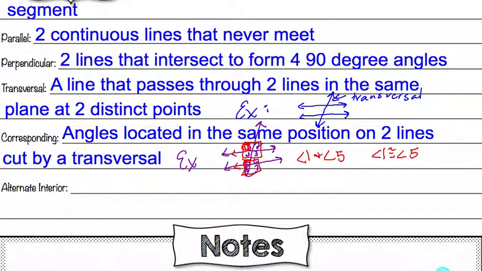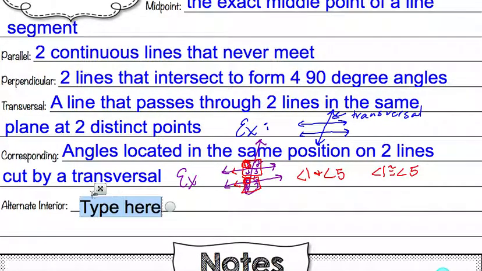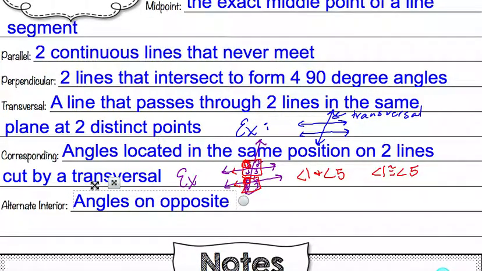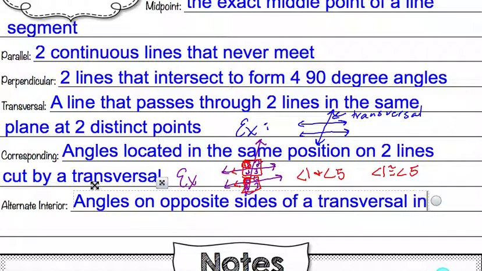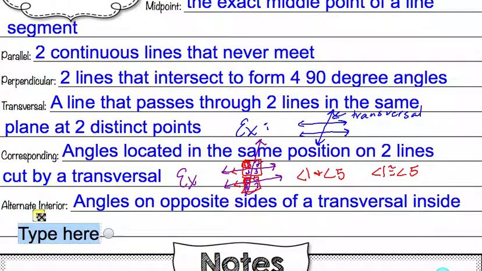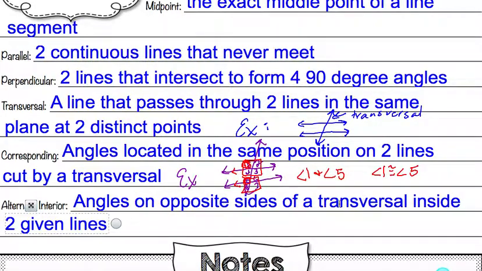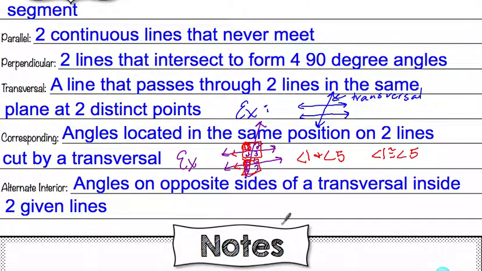Okay, alternate interior angles are very, very similar. So these are angles on opposite sides of a transversal inside the two given lines. Okay, so they're opposite, that's the alternate part, and they're inside, that's the interior part. That's how you can remember what this is. And I'll show you what I mean.